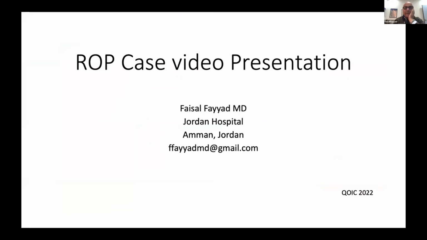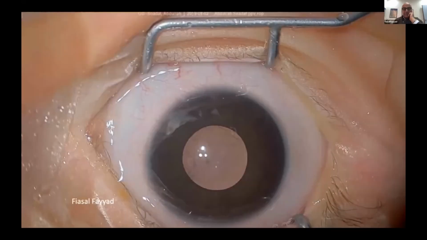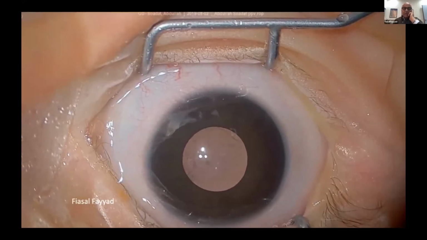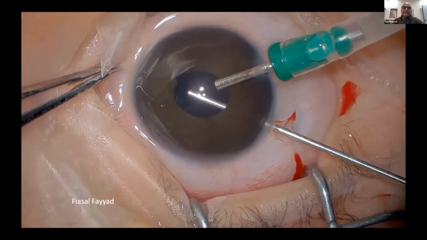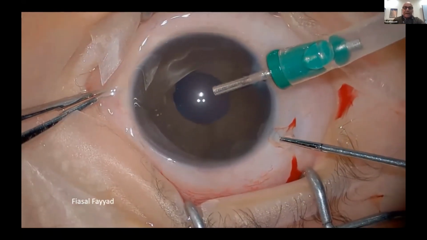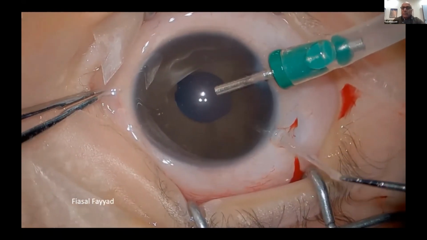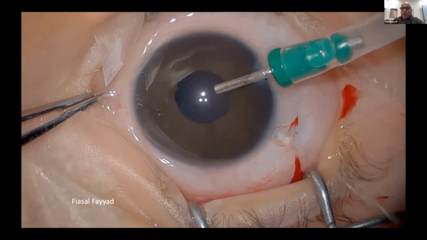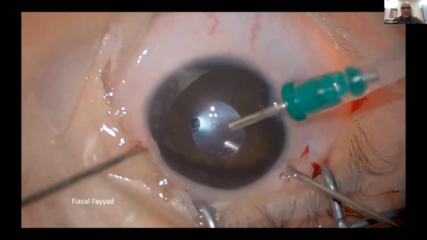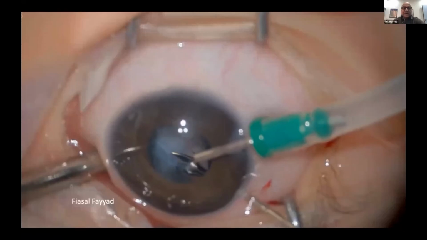Excellent. ROP case video presentation. I'm presenting a couple of cases: one stage 4 and one cicatricial stage 5 ROP. This is my first video, stage 4 ROP. Here I have to remove the lens because the proliferation is quite anterior, removing the capsule in order to avoid any surprises afterward, like I do in all ROP once I decide to remove the crystalline lens.